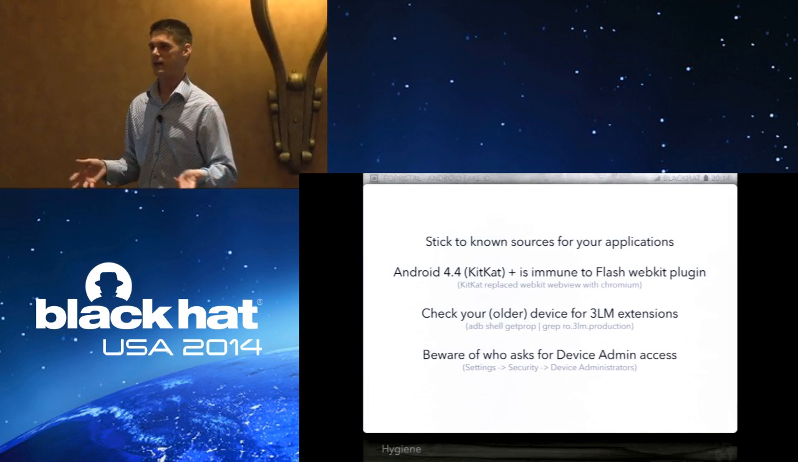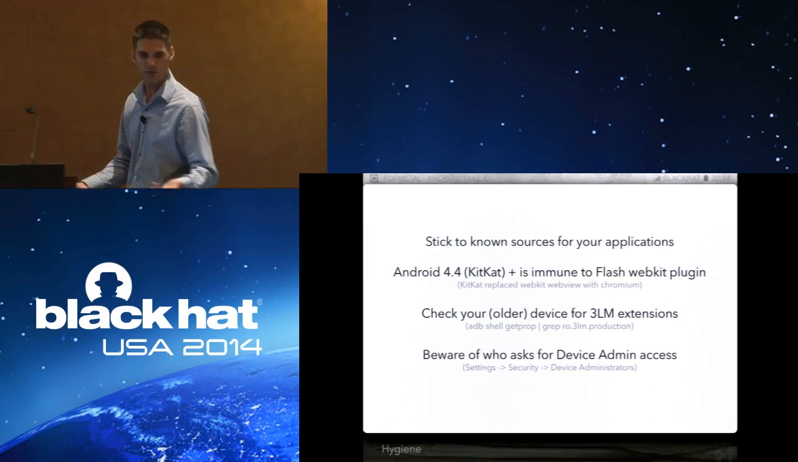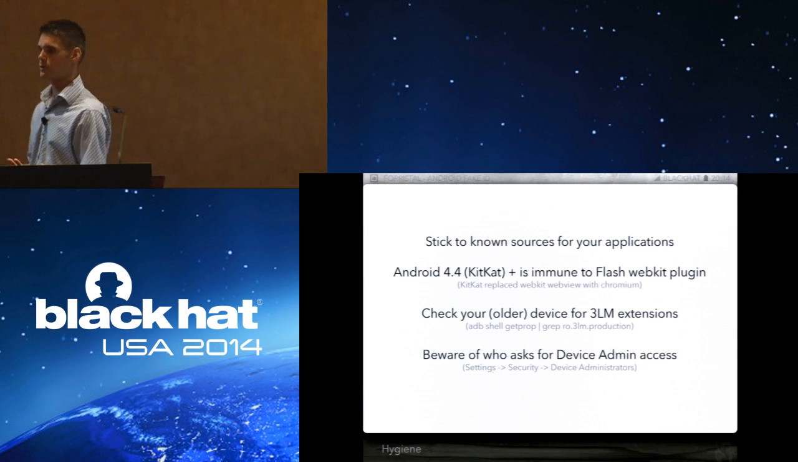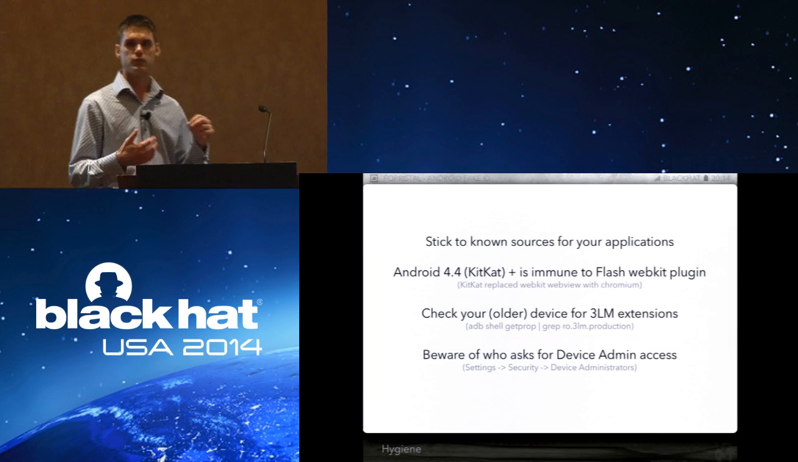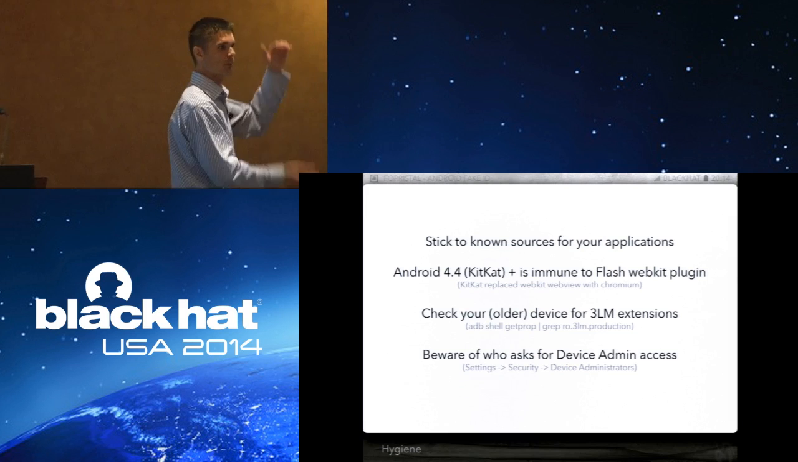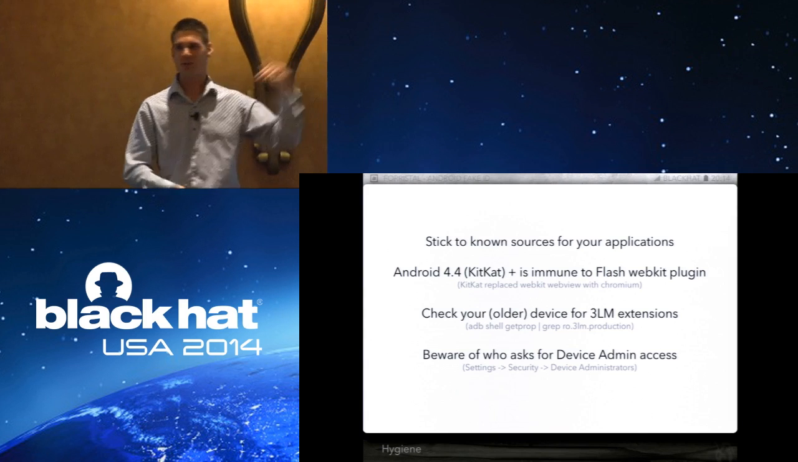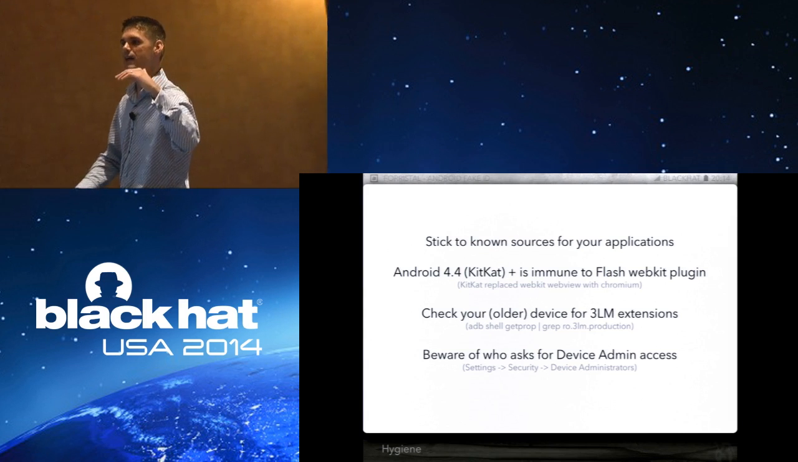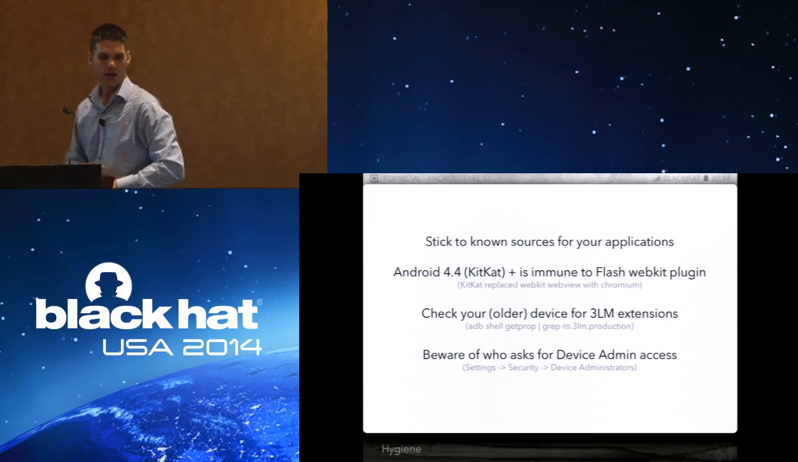If you don't have a patch, what can you do in the meantime? This is the standard stuff. Stick to your known application sources for your apps. Don't download sketchy things from sketchy places and run them and hope that those permissions actually show you what it's trying to do. Because as you saw, you can't rely on that being accurate in this case.